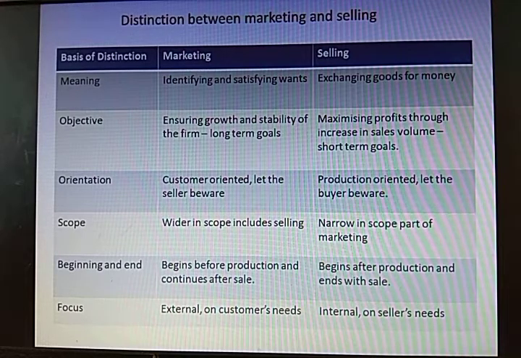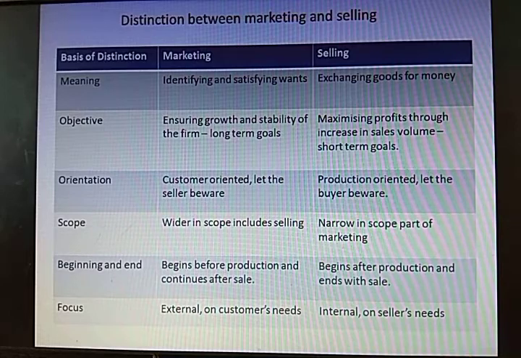And let the buyer be aware. Let the buyer be thinking about what he is buying. Let him be aware of what he is going to buy, at what price he is going to buy, and what quality the seller is providing. So the orientation in case of selling is production oriented.